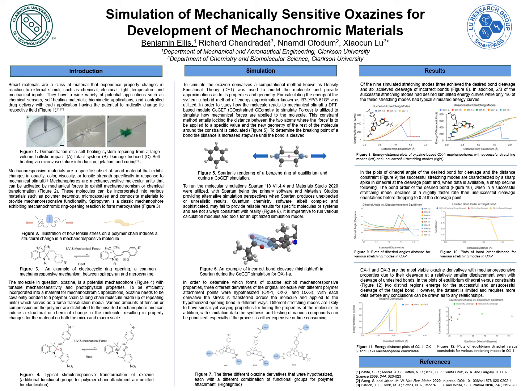A smart material is a type of material that has the ability to change its own properties in response to stimuli. For example, changes in color, viscosity, or tensile strength. Mechanoresponsive smart materials are a specific class of smart materials which respond exclusively to mechanical stimuli, for example, tensile or compressive forces. The molecule oxazine has the possibility for various tunable, mechanoresponsive, and mechanochromic properties.